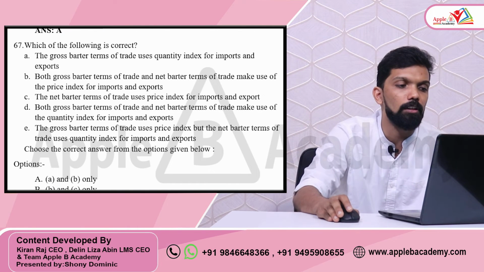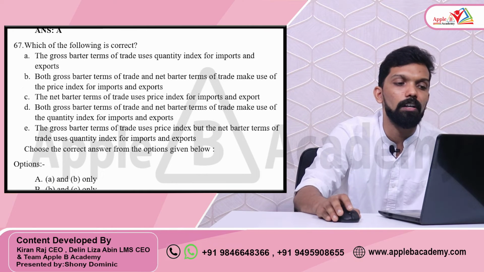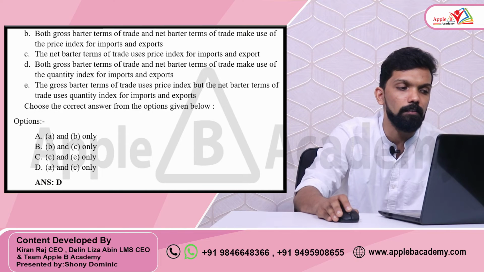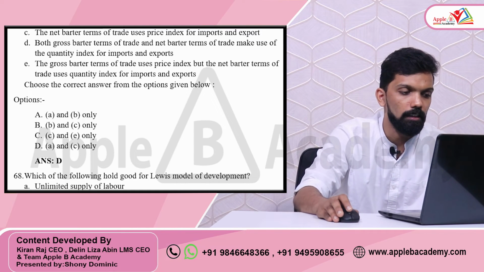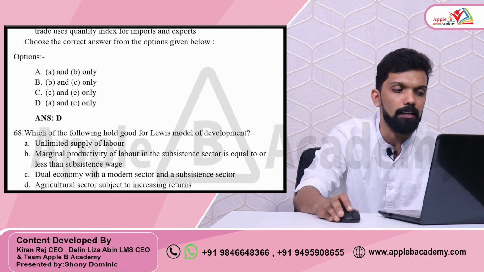A statement is the gross barter terms of trade uses quantity index for import and export, and also C, third one, the net barter terms of trade uses price index for import and export. So option D is the right answer.